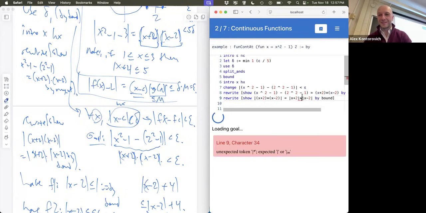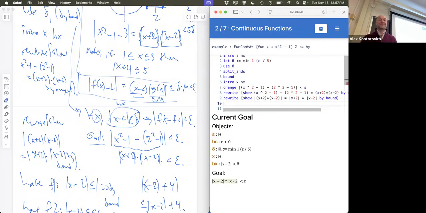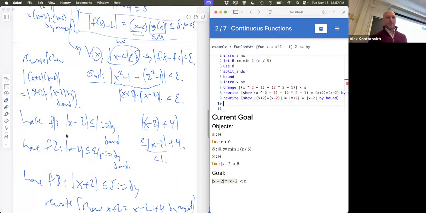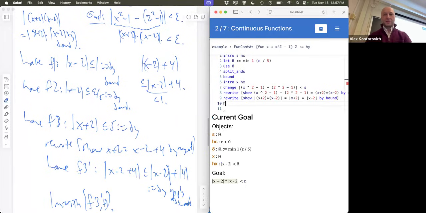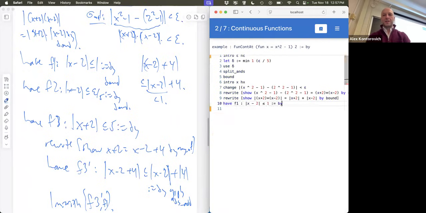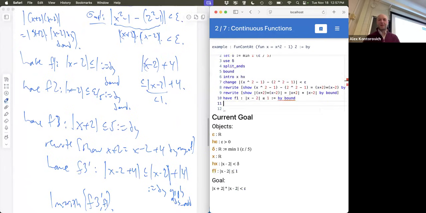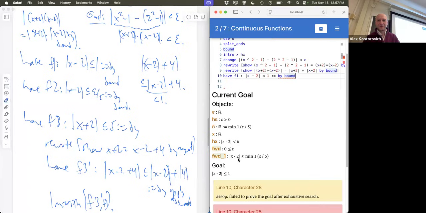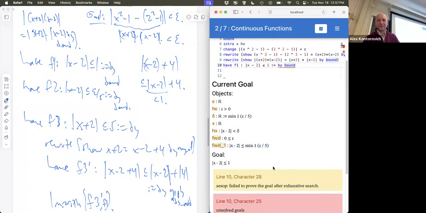Oh, it doesn't like that I didn't put a space there. A little too picky. Okay, so far so good. So now we're at, where are we? We did this and bound worked. Let's have F1. Have F1 is that x minus 2 is less than or equal to 1. This is by bound. Bound should, no. No, bound won't see that x minus 2 is less than or equal to 1, given that the minimum.